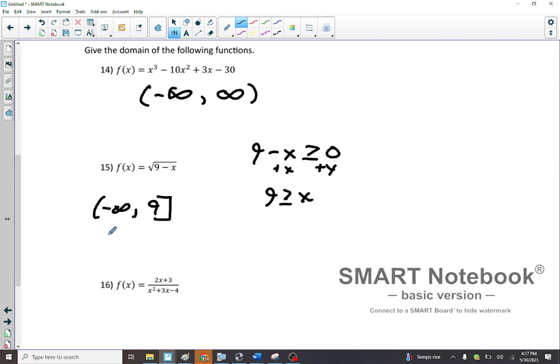If this was a multiple choice question, I definitely would have something like this. Then I would have negative infinity to infinity. Then I would have the opposite thing where it's negative 9 to infinity.